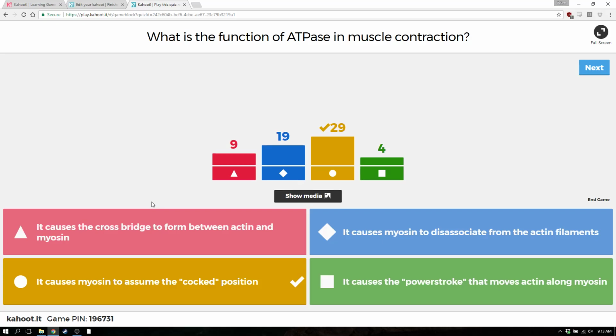Right. So any questions on that? So again, keep your steps straight for what's going on during those phases of contraction. It will keep you good. Okay.